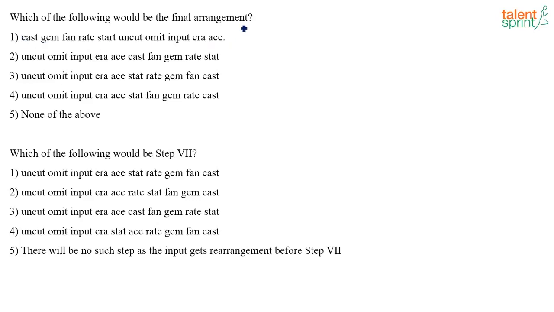See, it cannot be this because I am not going to start with C, right? So I have 3 options left now. Now, can it be this? It cannot be this again. Again, the arrangement is not correct. Here they have stat and rate, not possible.